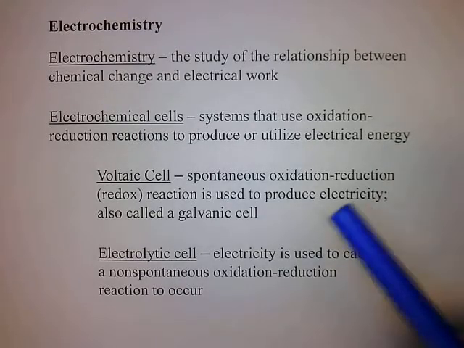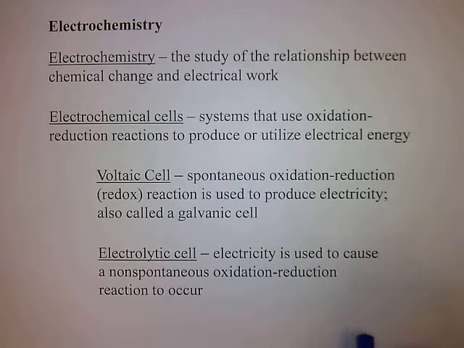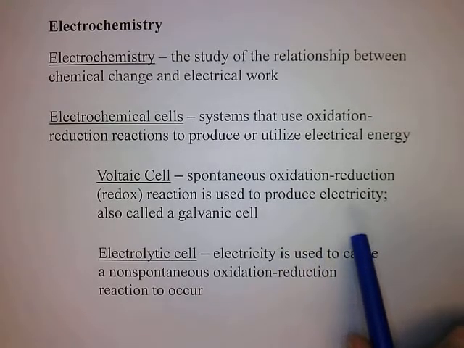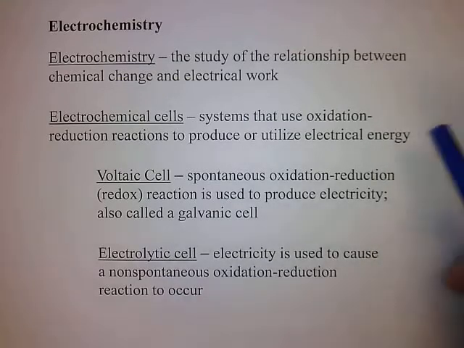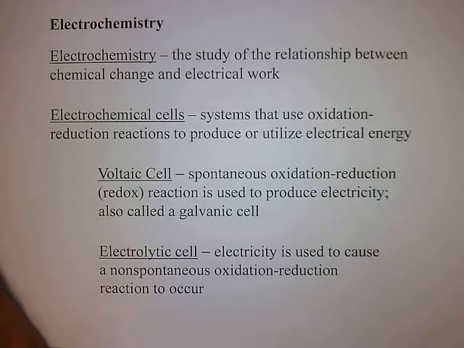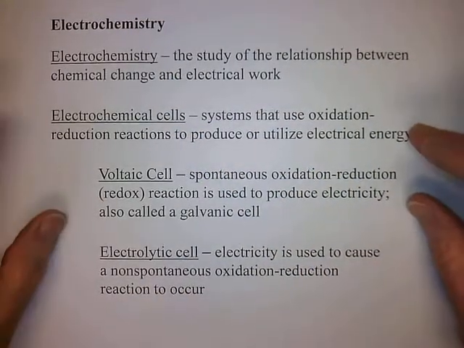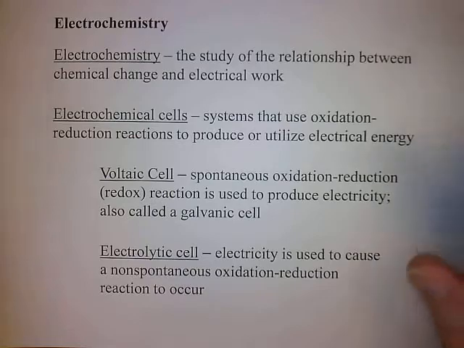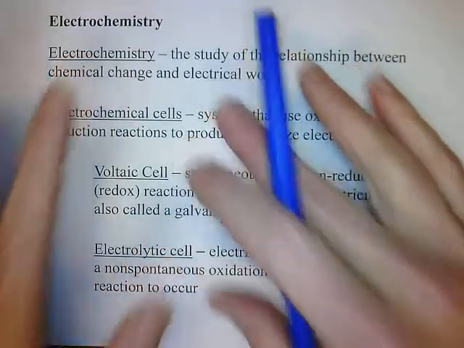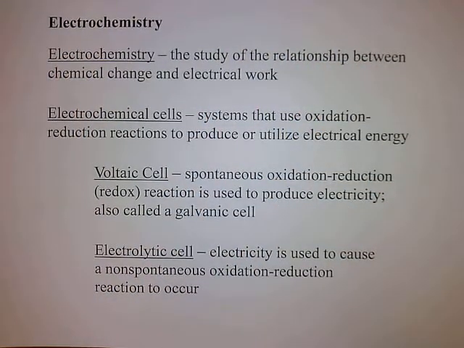Okay, so now you might recall from Chemistry 1 that an oxidation reduction reaction is one that involves the transfer of electrons from one chemical species to another. Okay, and what is electricity but a flow of electrons? So electrochemistry and oxidation reduction are inseparable because electrochemical reactions are redox reactions.